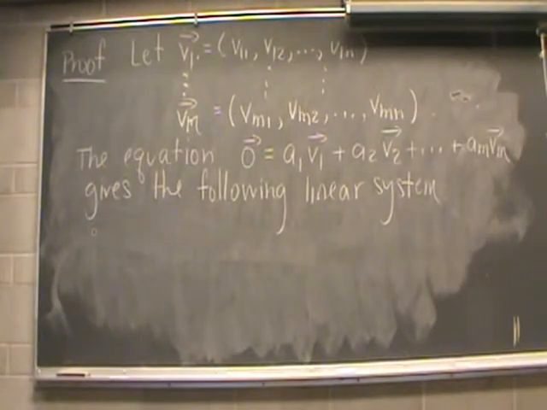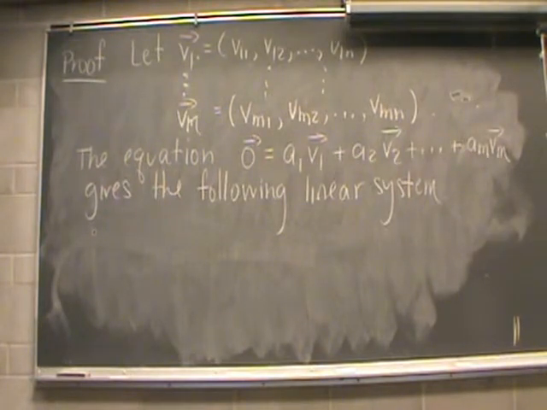Here's the proof of theorem number 3. What we're going to do is set up each of these m vectors. Each of these vectors has n components because they're in Rn. So v1 is going to have components v11, v12, all the way up to v1n. And we're going to do that for every single vector all the way down to vm. Vm is going to have components vm1, vm2, all the way up to vmn.